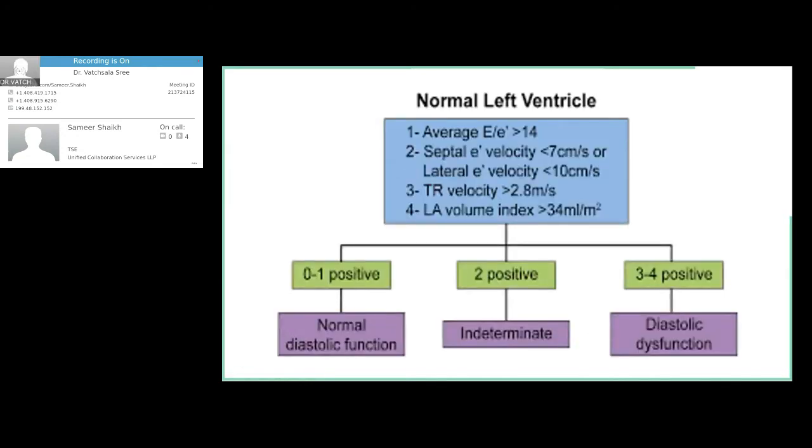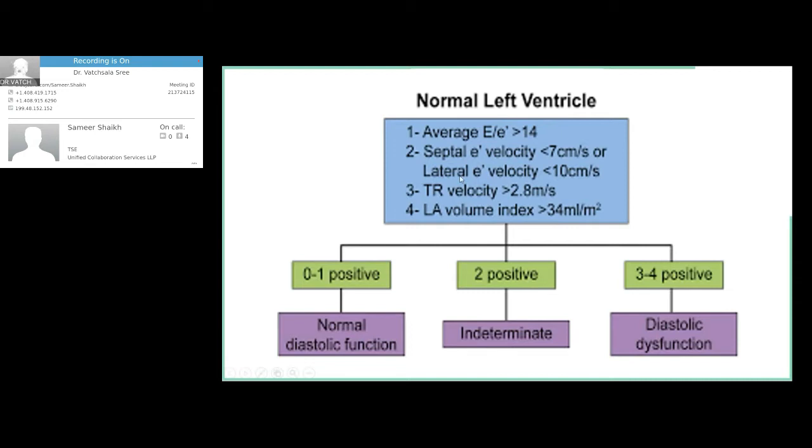So once we have all the 4 parameters, how do we determine whether somebody is having diastolic dysfunction or not? That is determined by how many parameters are present. Out of these 4, if someone is having 3 to 4 parameters positive, like their average E by E dash is more than 14, TR velocity is more than 2.8 or LA volume index is more than 34, then for sure they're having diastolic dysfunction. If only 2 are positive, then there is an intermediate one. And if only 1 is positive or none is positive, then they don't have diastolic dysfunction.